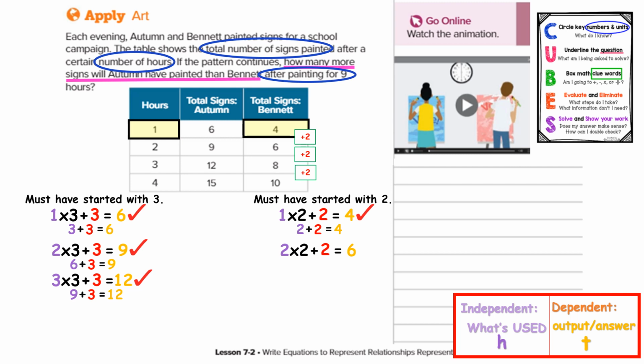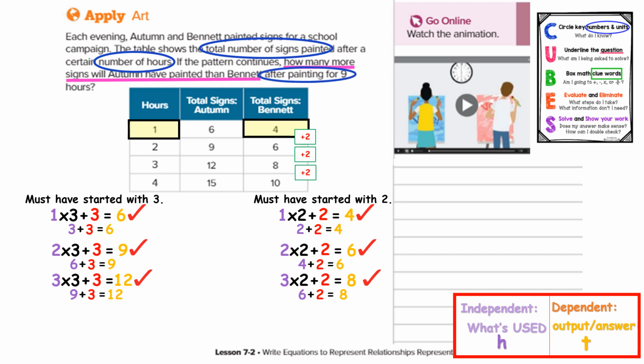So I go to my second independent, which is 2, and I take my 2 times the 2, so 2 hours, 2 posters per hour, plus my 2 that I started with, so I end up with 4 plus 2, and that gives me 6. I'm good there. What about the 8? Well, my third hour times the 2 per hour, plus the 2 I started with, I have 6 plus 2, that gives me 8. I know I'm good.